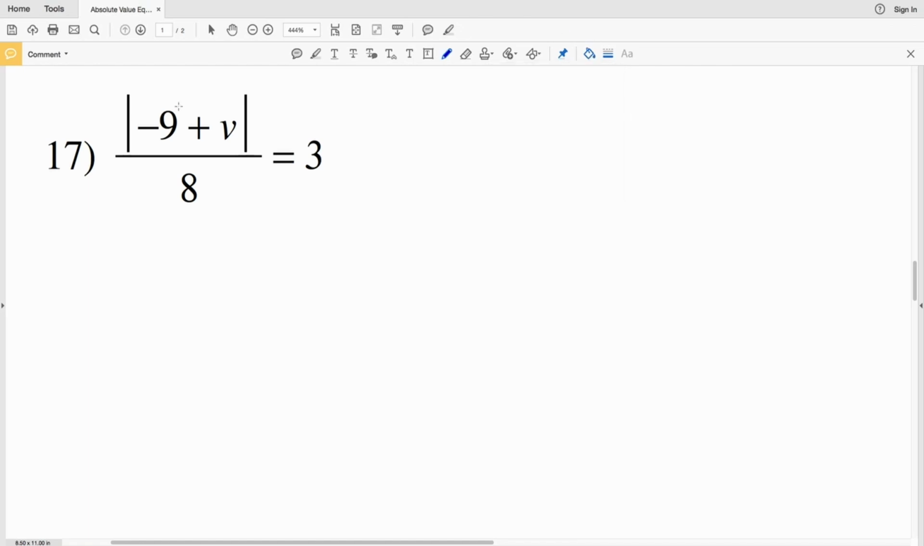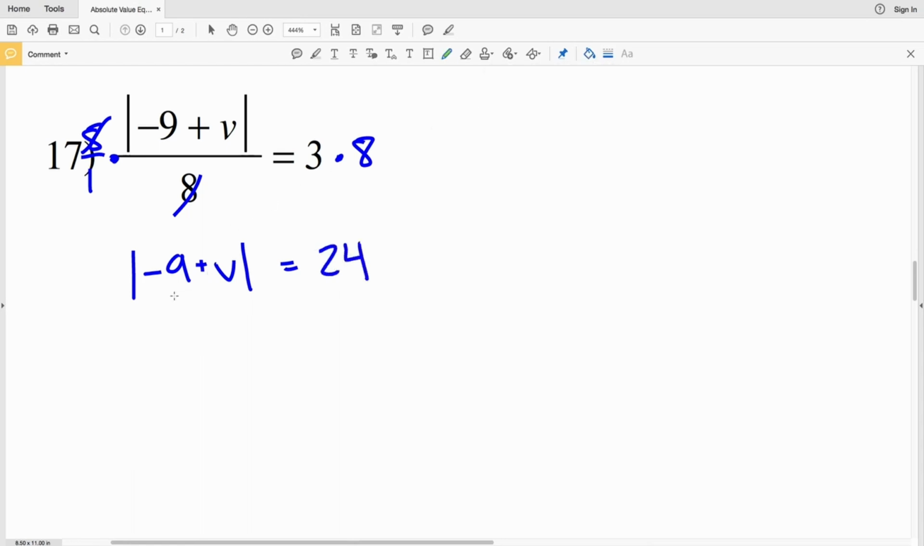We're going to start by multiplying by an 8 over 1, which is multiplying by an 8. And we're going to do that to both sides. So 8 divided by 8 is really a 1. So we'll be left with negative 9 plus v, and the absolute value of that quantity equals 3 times 8, which is a positive 24.